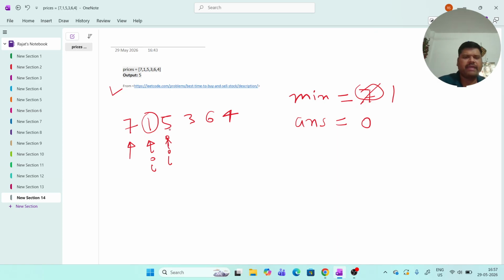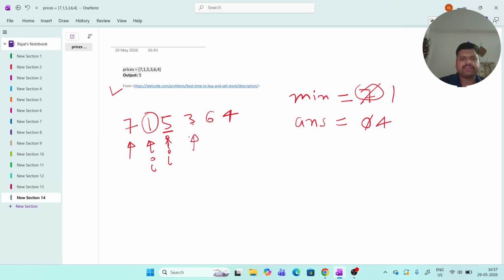Now i points to 5. Then prices of i minus min is 5 minus 1, which is 4, which is greater than 0. So we'll have this 4. Now we have to update the min, comparing 5 and 1. So 1 is already minimum. Okay, then we'll move ahead.